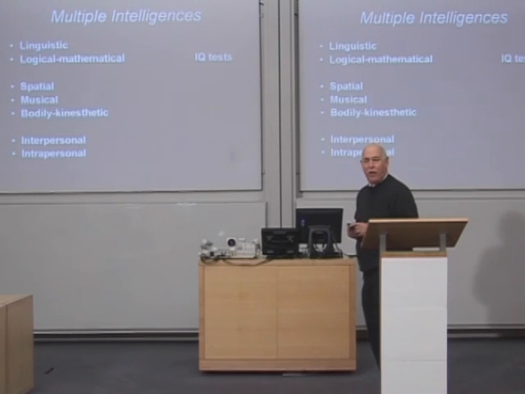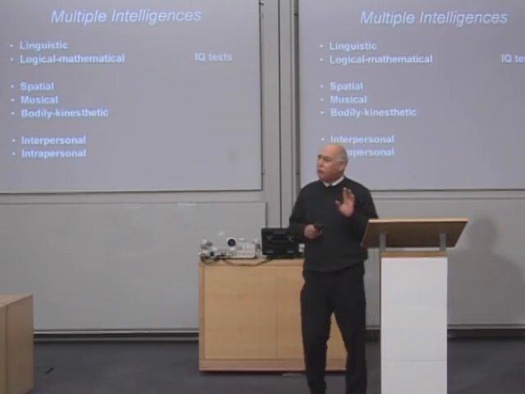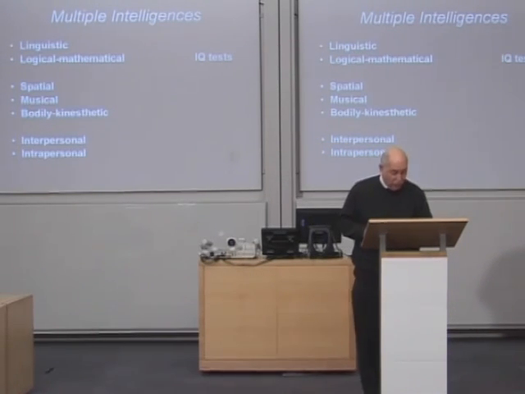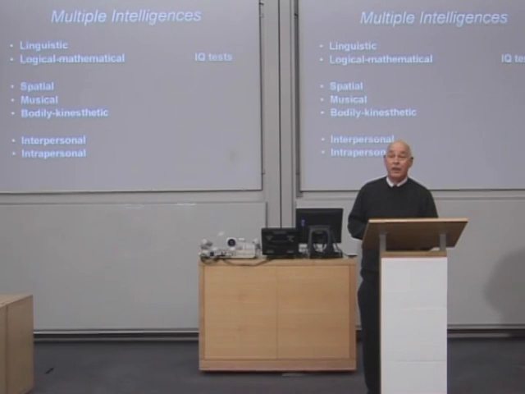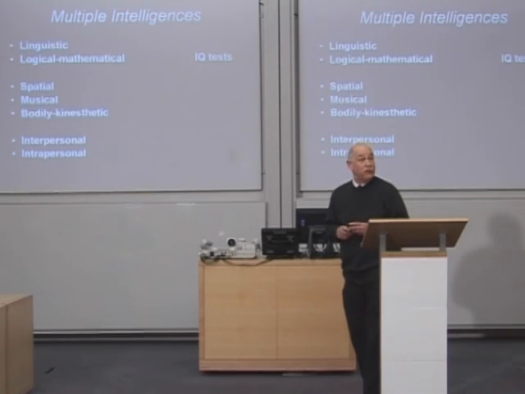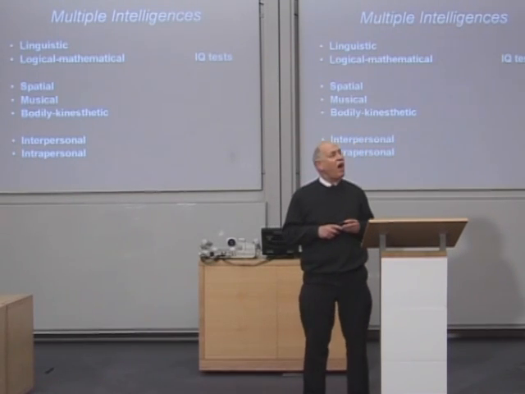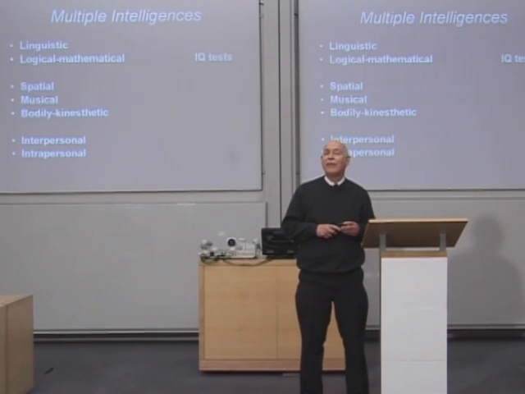Linguistic intelligence, logical mathematical, spatial intelligence, musical intelligence, bodily kinesthetic intelligence, interpersonal intelligence, intrapersonal intelligence. Okay, now as I said before, we'll take a brief look at each one. This first one, linguistic intelligence, is the ability to learn languages and the ability to use language effectively to express oneself and to remember things. In Gardner's view, writers, poets, lawyers, people like that, possess a high degree of linguistic intelligence.